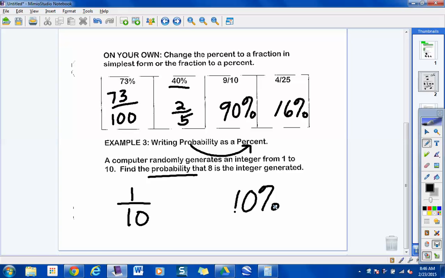So there's a 10% chance there, kind of like the chance that it's going to snow today. I think there's like a 10% chance of snow today. Likely or unlikely? Unlikely.